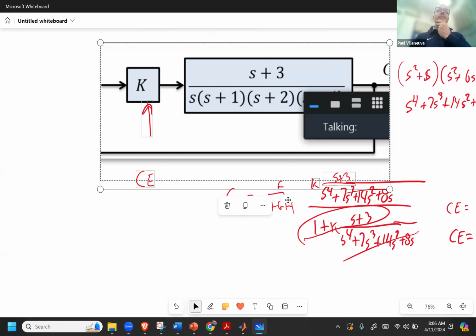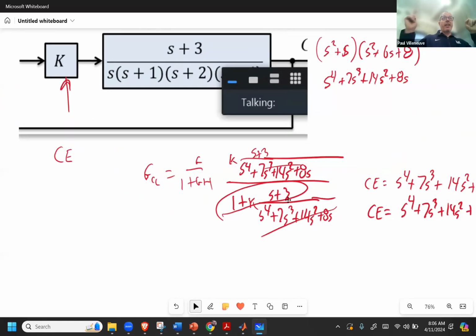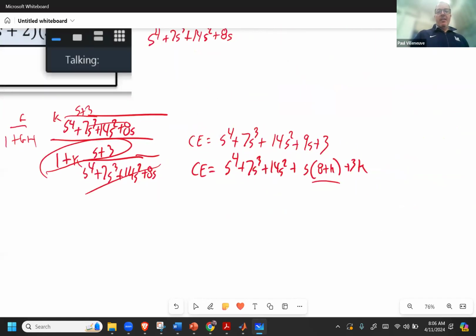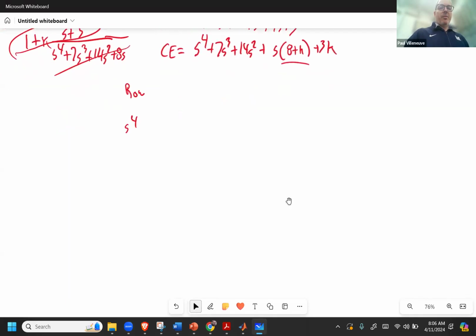Right? So the k is on, so it's ks plus 3. K times s plus 3, the quantity s plus 3. Yep. All right, so here are my rows. S to the fourth. Give myself as much room as possible. S cubed, s squared, s to the 1, and s to the 0.